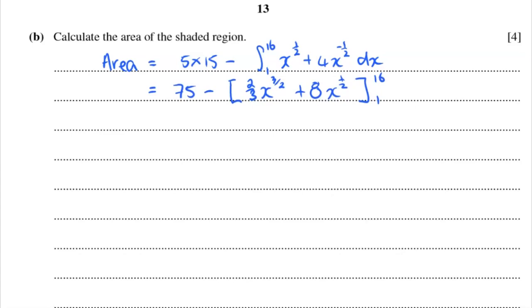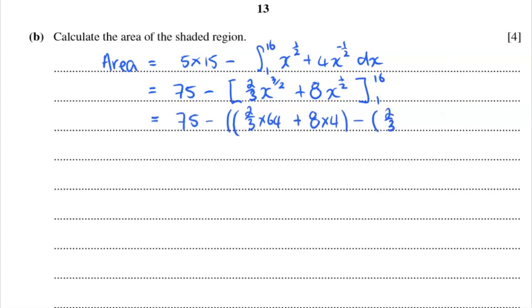So now we're going to put in 16 and 1, and we're pretty close to finishing, right? So we get 75 minus, it's going to be x square root of x cubed, and so the square root of 16 is 4, and 4 cubed is 64. So we have 2 on 3 times 64, and we've got plus 8 times the square root of 16, and the square root of 16 was 4, right? And then we're subtracting 1. Well, we learned before that when you do 1 to any power, you just get 1. So we have that.